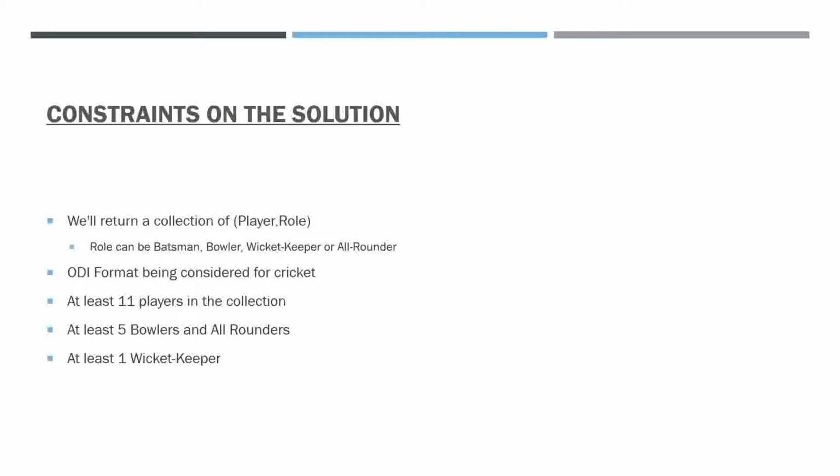And as per the rules, we must have five bowlers and all-rounders. All-rounders are basically the players who can bat as well as bowl. Also there is a constraint rule in cricket that a player in an ODI match cannot bowl more than 10 overs. So a team must have at least five bowlers and all-rounders for the same. And lastly, one must have at least one wicket keeper to stand behind the stumps.